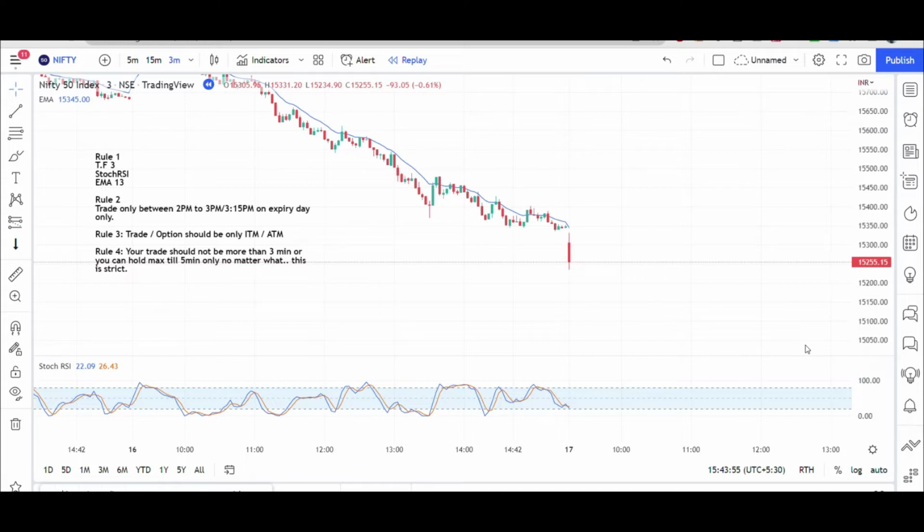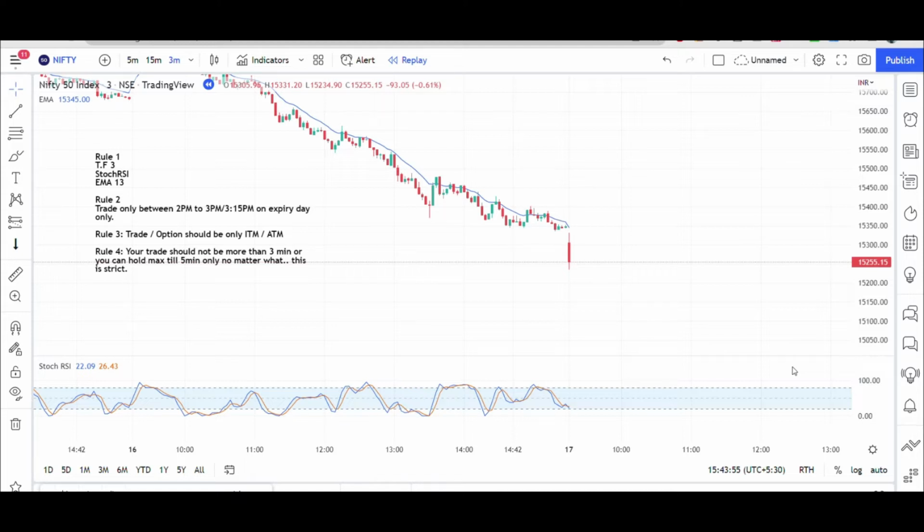You can also apply it for stock, but in stock you will not get more profit, because in stock it will be like just changing in paise, or maybe it will change 1 rupee, 2 rupees. But on expiry day in options, it will change like 5 rupees, 10 rupees, even 20 rupees. So in options of the index, you will get more profit instead of stock. Stock options are not that liquid, but only Nifty and Bank Nifty, it will work.